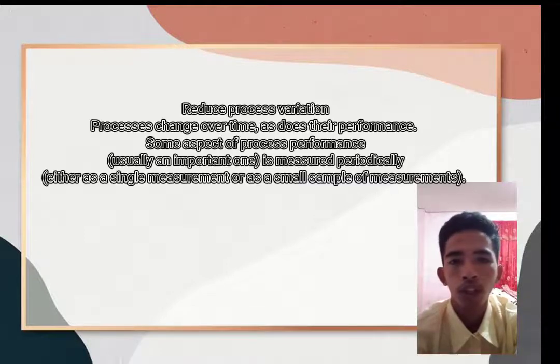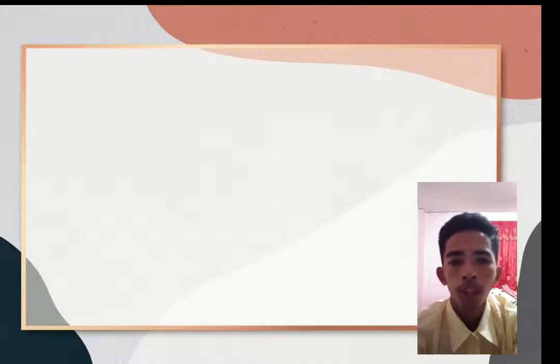Reduce process variation. A process changes over time, as does its performance. Some aspect of process performance, usually an important one, is measured periodically, either as a single measurement or as a small sample of measurements. Reduce process variation is a multi-part strategy to reduce product variation and make a product more robust or fit to use, meeting its performance requirements regardless of variation.